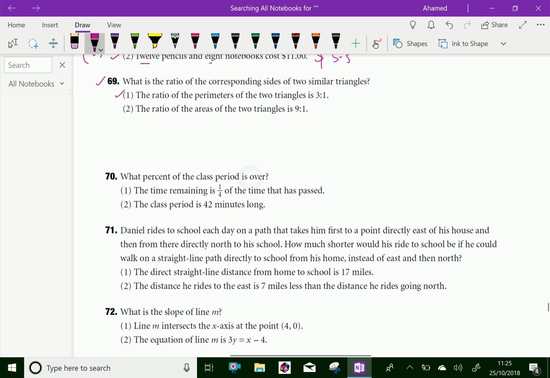And statement 2, the ratio of the areas of the two triangles is given. If the ratio of the areas is given, then we can find the side ratio by taking the square root of both sides. Square root of 9 and square root of 1, which is equal to 3:1. So we can find it individually by using statement 1 or 2. So it is option D, meaning each statement by itself is enough to solve this problem.